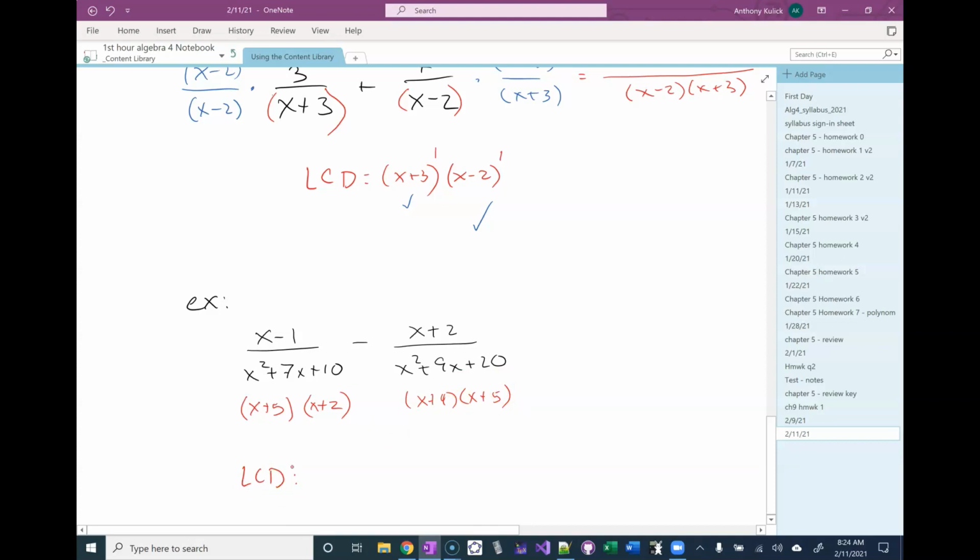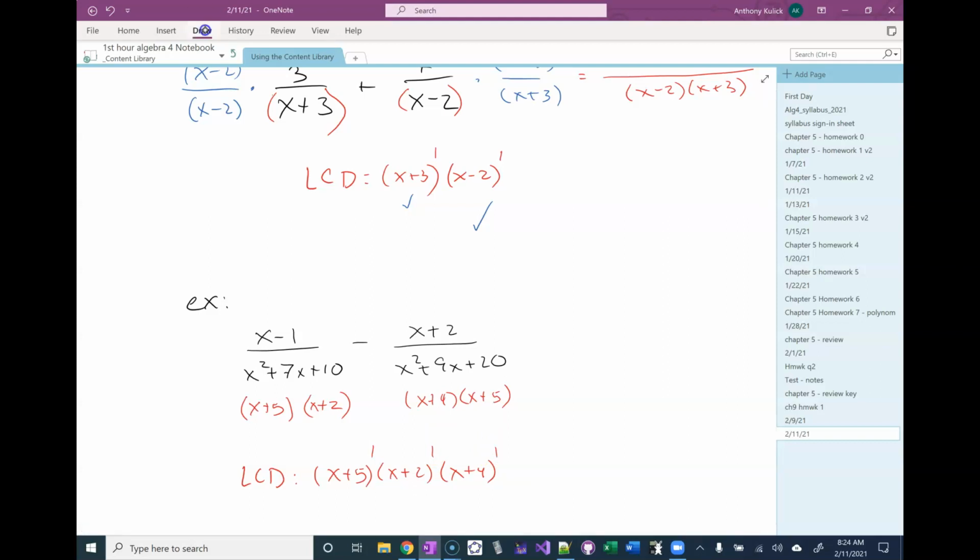So our least common denominator then is going to contain what factors? Well, I see x plus 5. I see x plus 2, and I see x plus 4. Everybody agree with that? How many times does x plus 5 occur, or the most times x plus 5 occurs in one fraction? Once. The x plus 2 and the x plus 4. Okay? So that's my least common denominator.